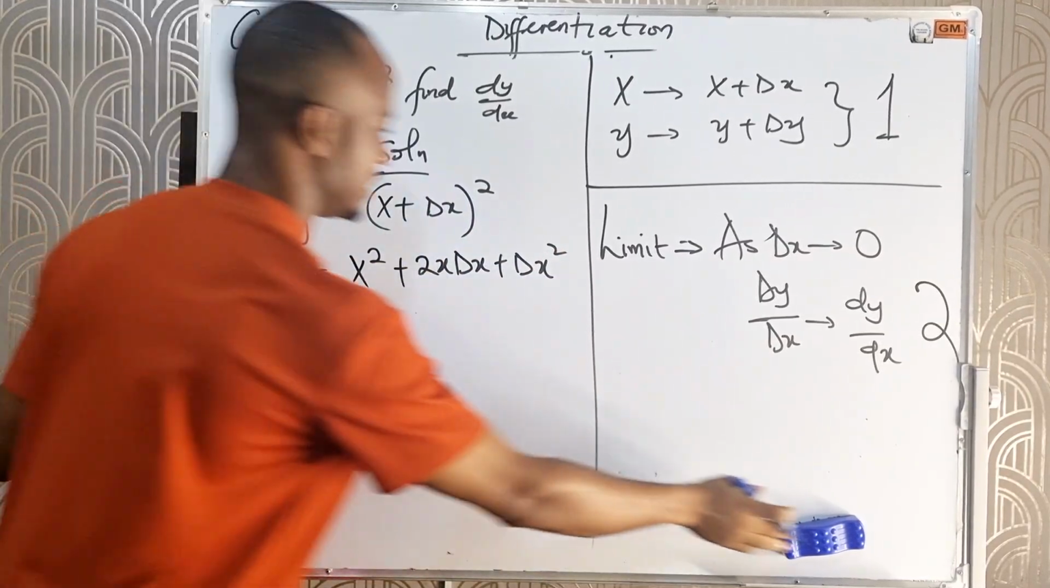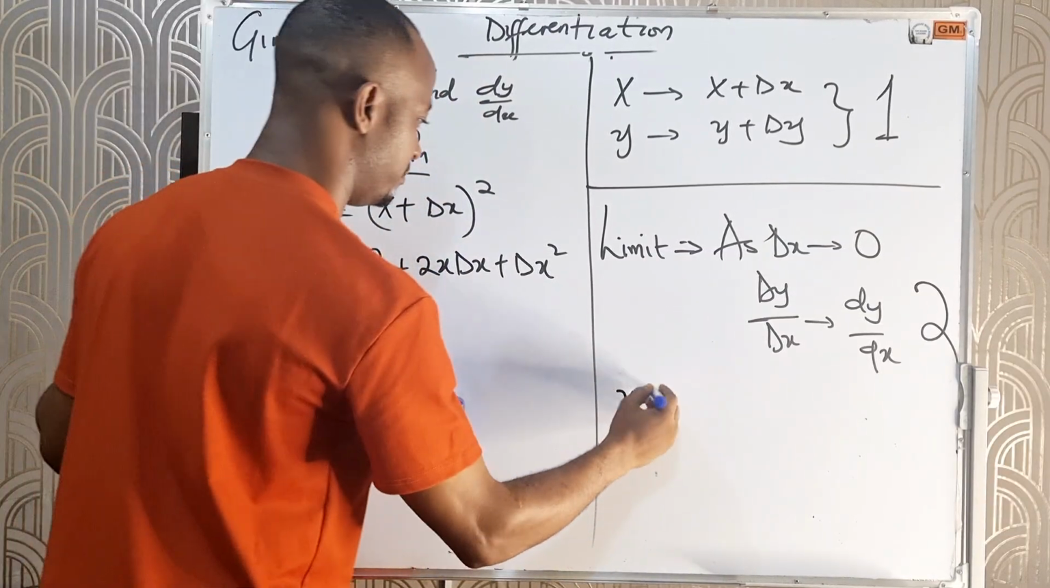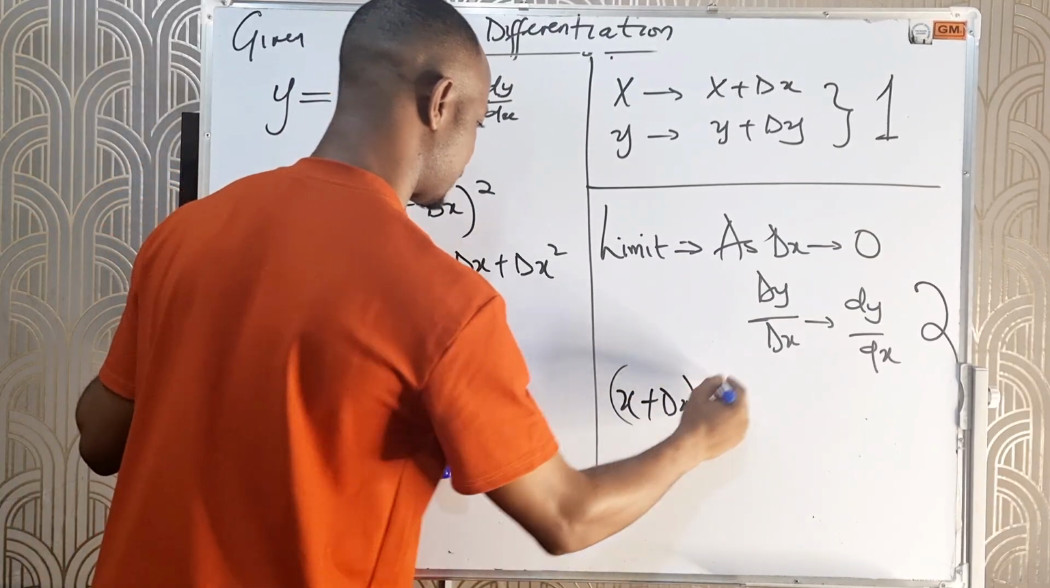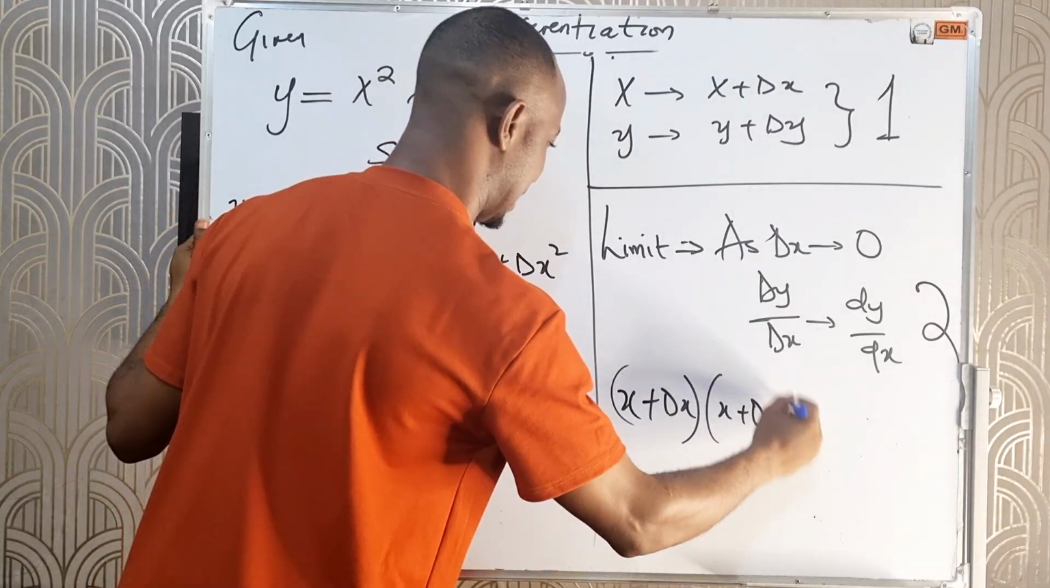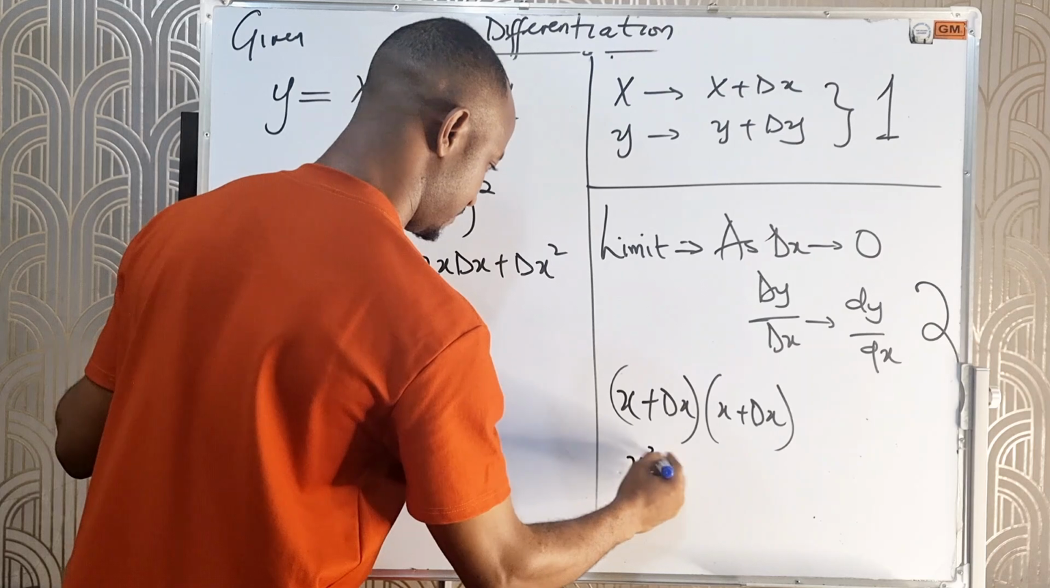How do we expand this? It's very simple. Expanding this means I'll bring out this in 2 places. x plus delta x, x plus delta x. I'll multiply x by x, we have x squared.